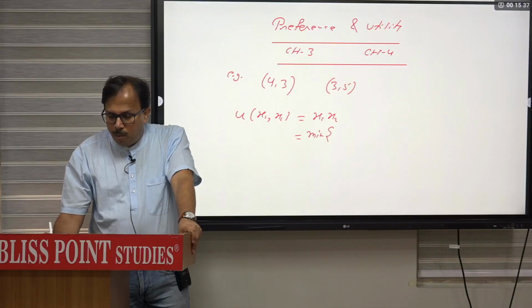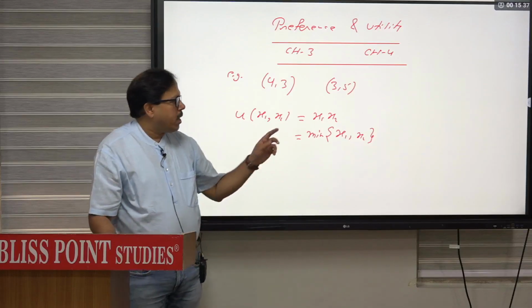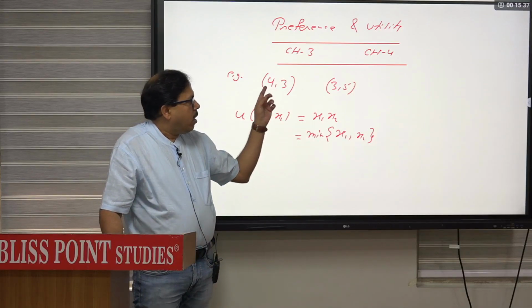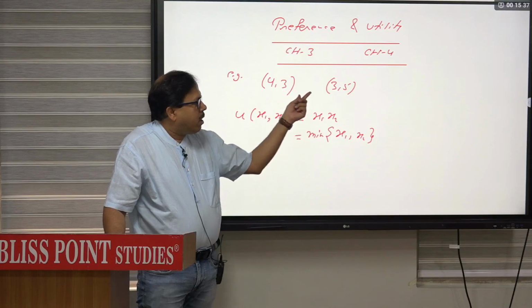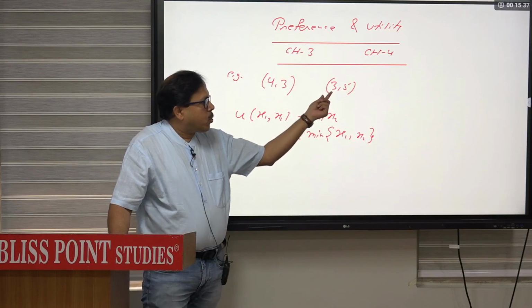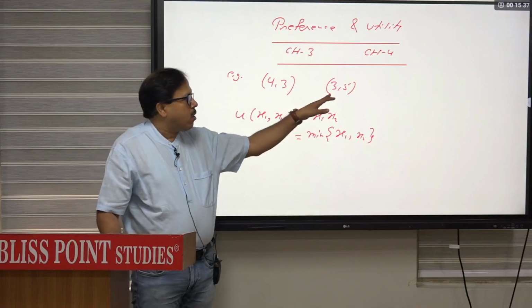Then the function could be written as x1 plus x2. In that case, utility from 4 comma 3 will be 7. Utility from 3 comma 5 will be 8. So this one will again be strictly preferred. So there are different examples of the utility function. We will take a few in this section, like well behaved, perfect complement, perfect substitute, complex, linear, and so on.